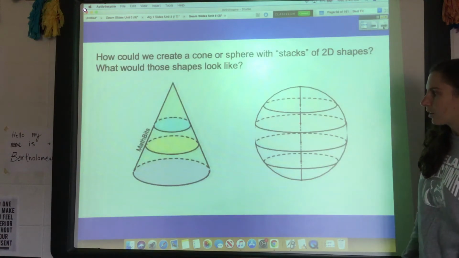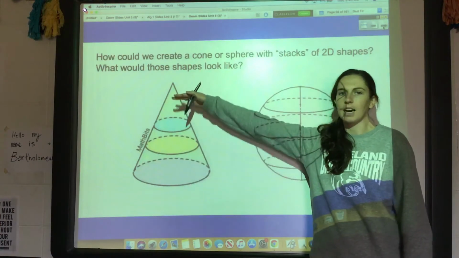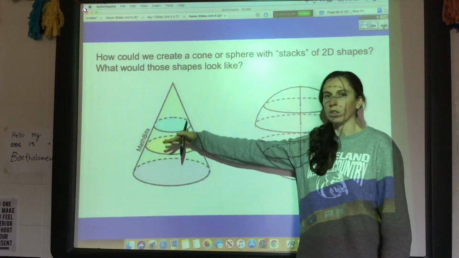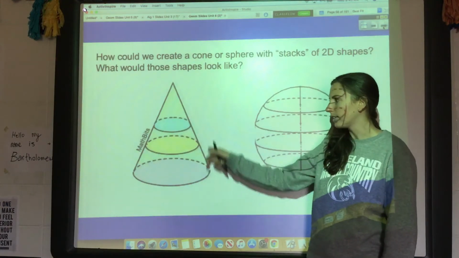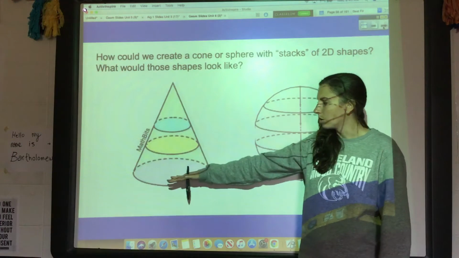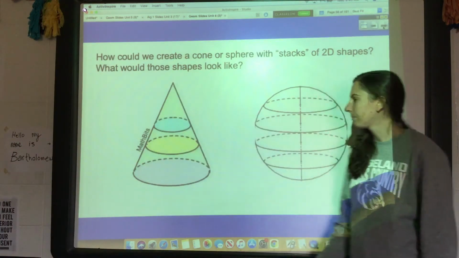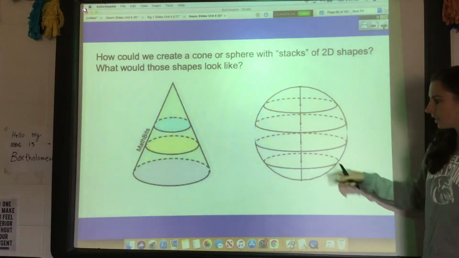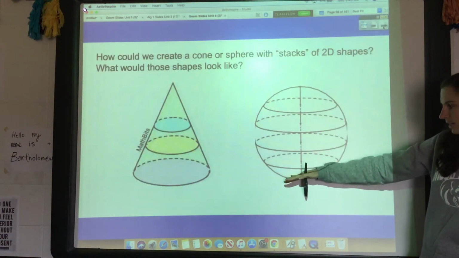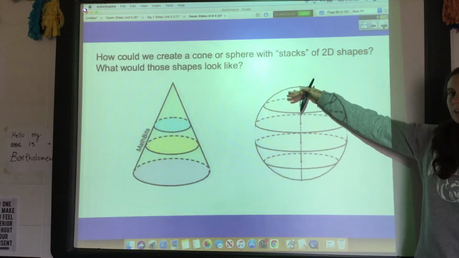So thinking about creating these shapes, if we were stacking up from the bottom and going to the top, a cone would be like a stack of circles, but unlike the cylinder, those circles are not all going to be the same size. Those circles get smaller and smaller until it's actually just a point. With a sphere, it's also a stack of circles. Those circles start as a point, get bigger until you reach the middle, and then get smaller.